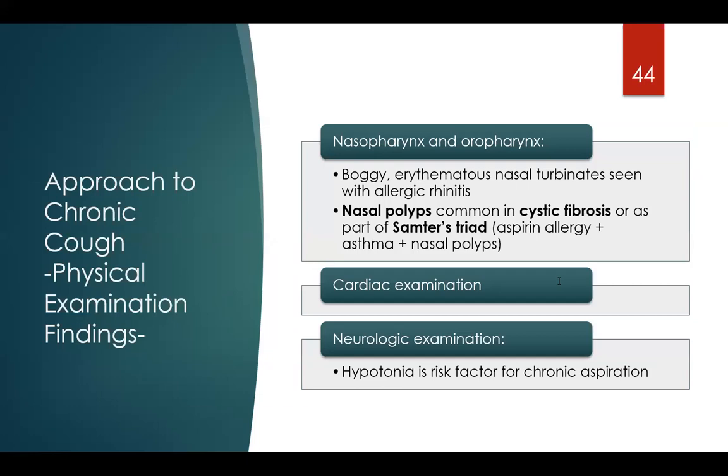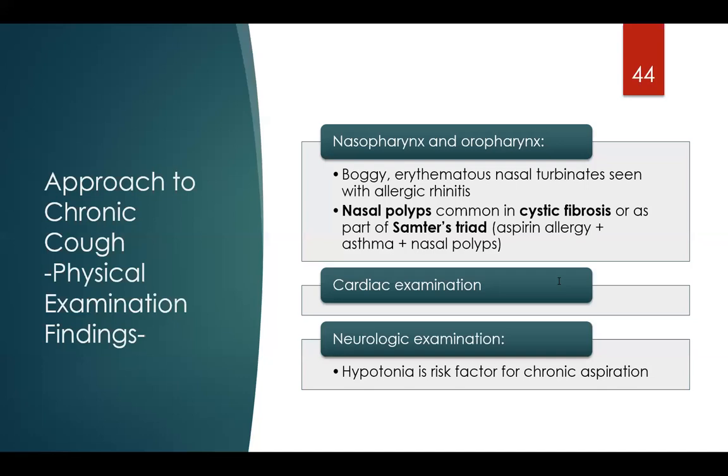What does their nasopharynx look like? Is it boggy? Are there nasal polyps? Are there any signs of cystic fibrosis? Is there clubbing? Is there Samter's triad, right? What is Samter's triad? Well, Samter's triad is aspirin allergy plus asthma plus nasal polyps. Cardiac examination needs to be done very thoroughly. We could also think about getting a specialist to evaluate the child if we're worried about a cardiac cause.